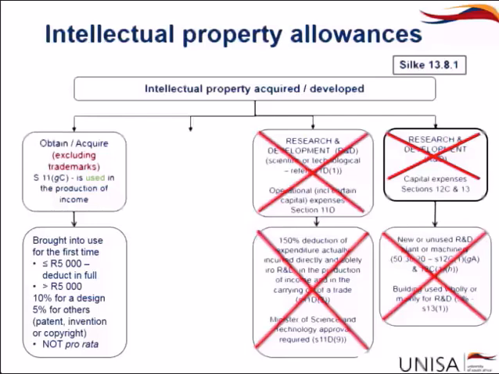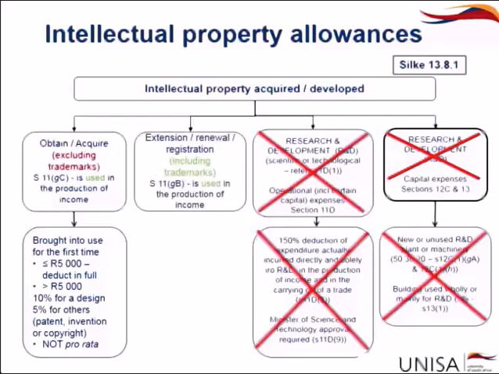Remember, this does not include trademarks, but it would include something like a patent, an invention, copyright. The allowance is not prorated. In the case of an extension or a renewal or a registration of intellectual property, we now do include trademarks in terms of Section 11G Cap B. Again, it must be used in the production of income.